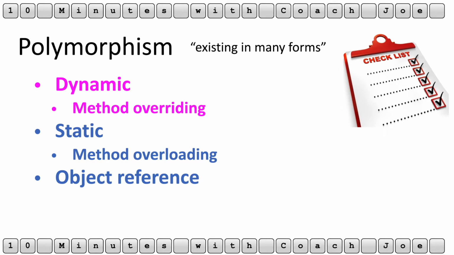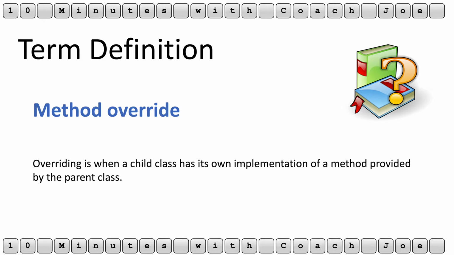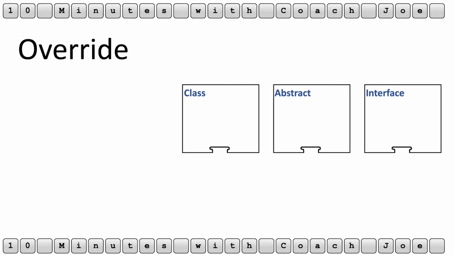Dynamic polymorphism is achieved with method overriding. Overriding is when a child class has its own implementation of a method provided by the parent class. This can be done with inheritance of a class, an abstract class, and an interface. Each class can have a public or abstract method, for example, getMonsterName. In the class, let's say it returns a value defaultMonster.